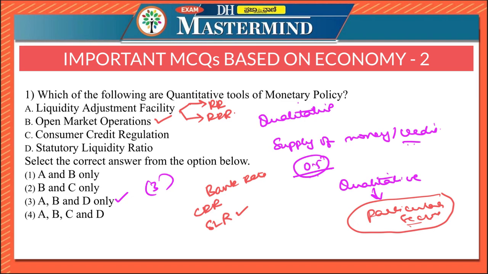So what are qualitative then? Qualitative examples are margin requirements, moral suasion, selective credit control, direct action, and rationing of credit. Direct action and rationing of credit are some of the qualitative tools used to control credit. Therefore, selective credit control or consumer credit regulation come under qualitative tools of monetary policy.